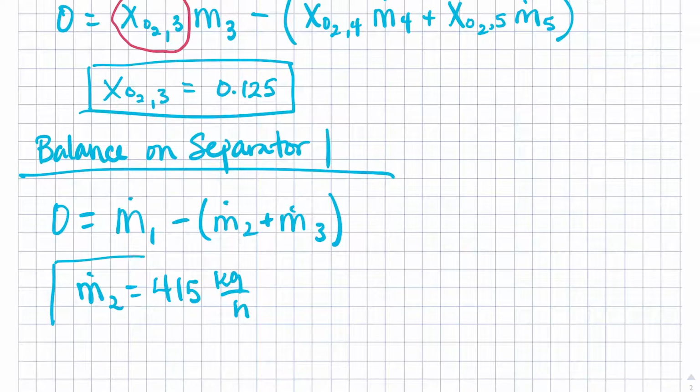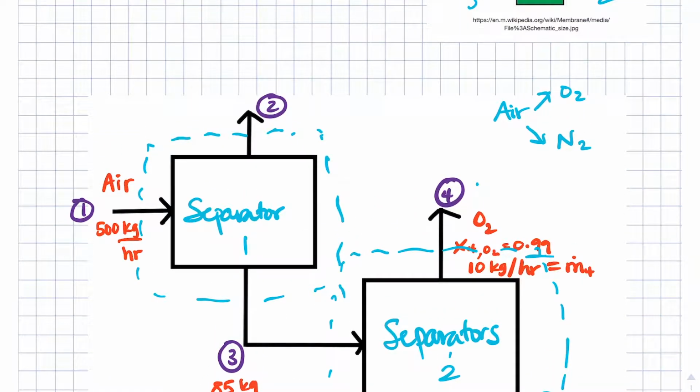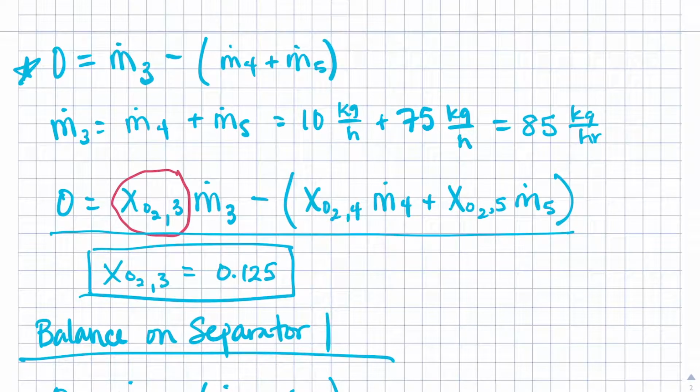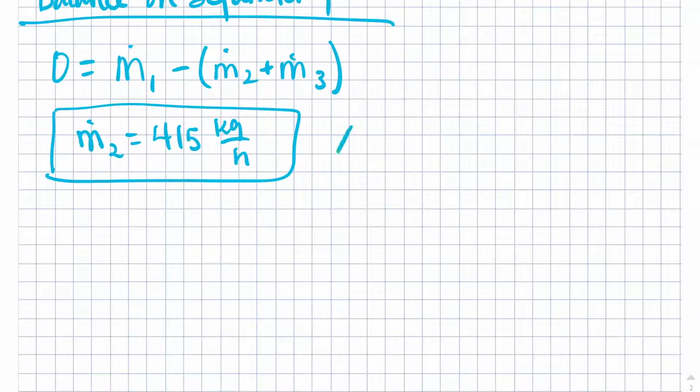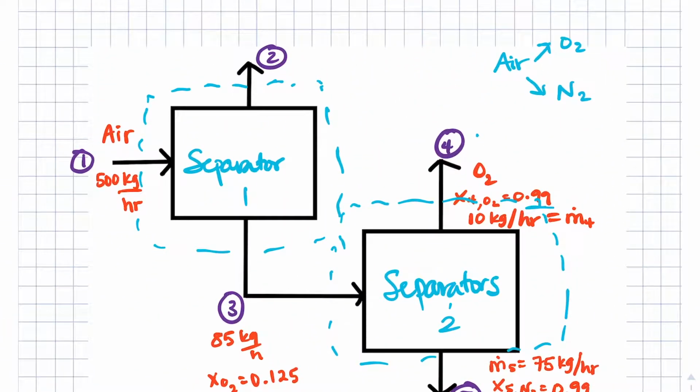Quite simple. And you can do another species balance around here to get the concentration, and it's going to be set up exactly like we have it here, just with the proper stream numbers placed in. So when you do that, you'll get that the concentration of oxygen in stream 2 is actually equal to 0.251. Okay, and now we have all of the streams defined. We know the mass flow rates of each stream, and we know the concentrations in each stream.